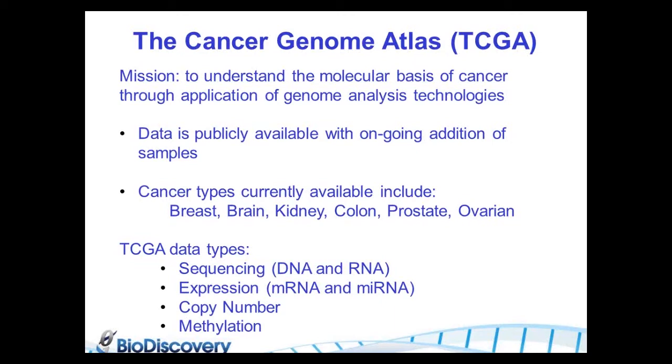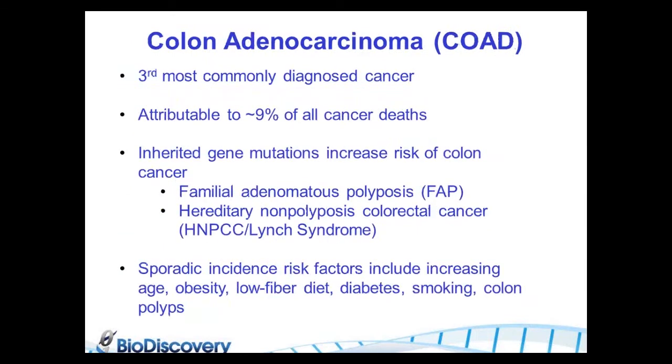Currently, there are multiple different cancer types with data available, and this includes breast, brain, kidney, colon, prostate, and ovarian cancer. For all of these different cancer types, there's different sorts of data available, and this includes, but is not limited to, sequencing of both DNA and RNA, expression of mRNA and microRNA, copy number information, and methylation information.